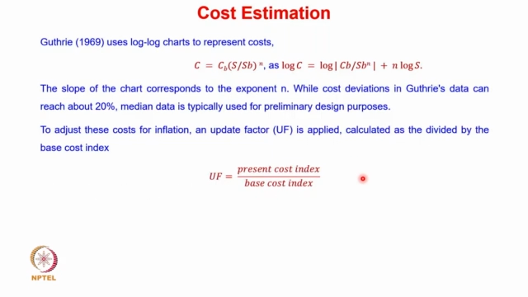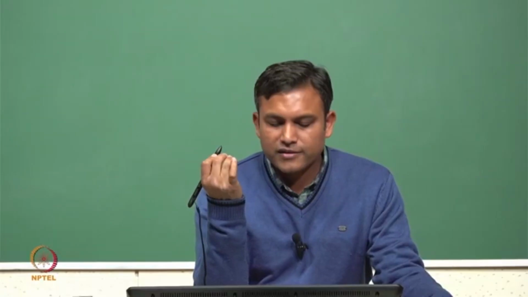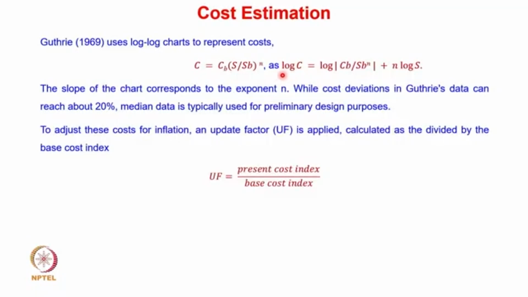So again, additionally, if you look at Guthrie's cost estimation book, you can see that it uses log charts to represent the cost, with log C versus log S. So you can see that the cost is represented as C = CB × (S/SB)^n, isn't it? Here SB is the base value of the particular variable, so it could be diameter, it could be length.